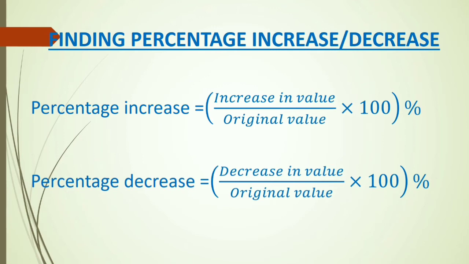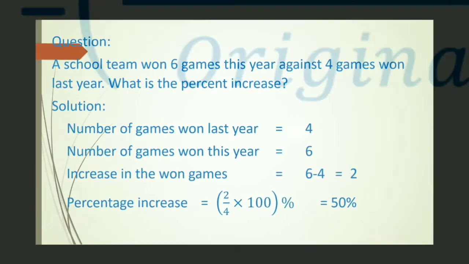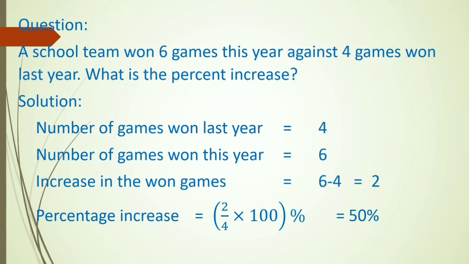For percentage increase, we have the formula: increase in value divided by original value into 100%. So there will be an original value and an increased value. The increase in value can be obtained by subtracting the original value from the increased value. Similarly, we can obtain the percentage decrease by using the formula: decrease in value divided by original value into 100%. Now we can solve a few problems based on the percentage increase or decrease.